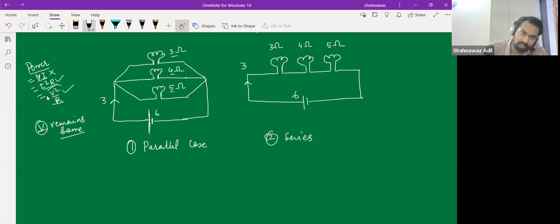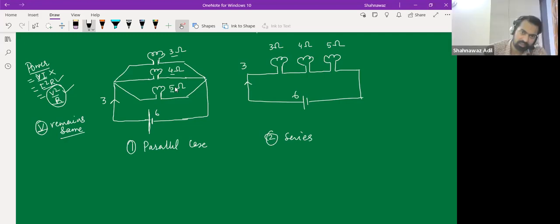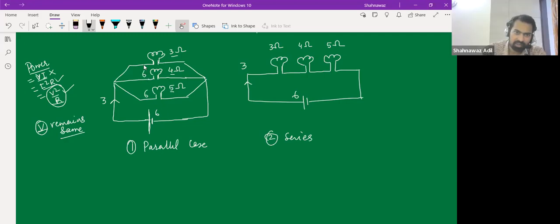But in this case, the same voltage is here, same voltage is here, same voltage is here, so we can talk about different powers. Did you guys understand that? Yes, sir. So I know that the voltage is 6 here, 6 here, 6 here. So let us calculate. This is bulb 1, this is bulb 2, and this is bulb 3.